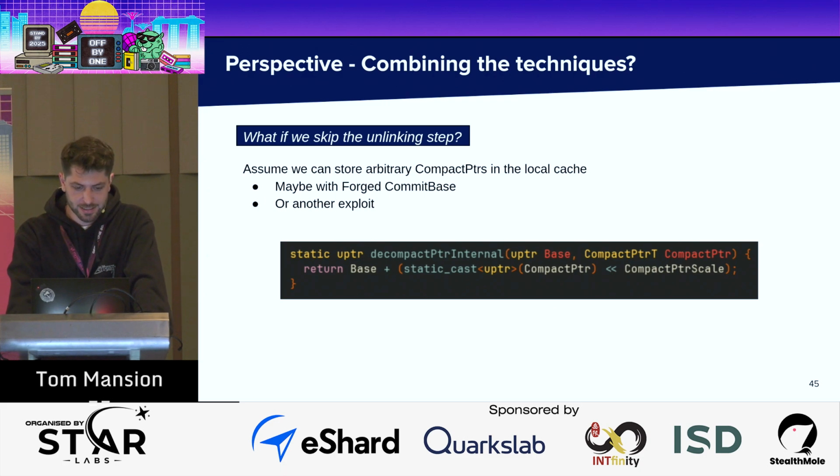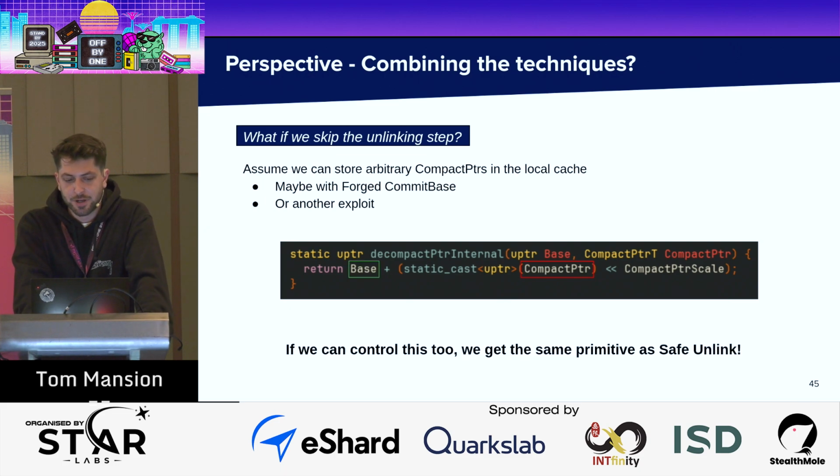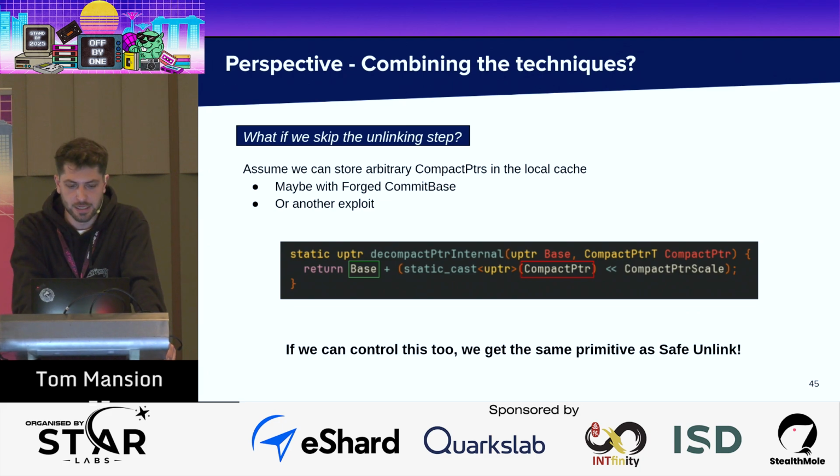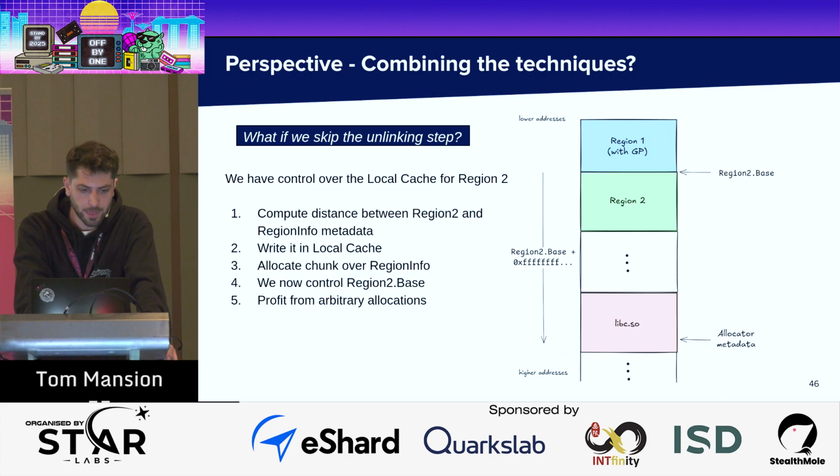So basically, when we have control over the local cache, we have control over this compact pointer variable. But if we can get control over this base variable as well, we have the same primitive as safe unlink, right? We can allocate as many chunks as we want at arbitrary addresses. So actually, this is doable.